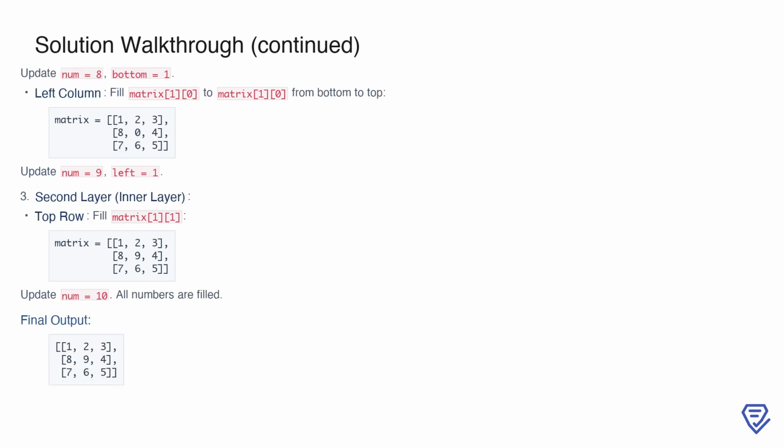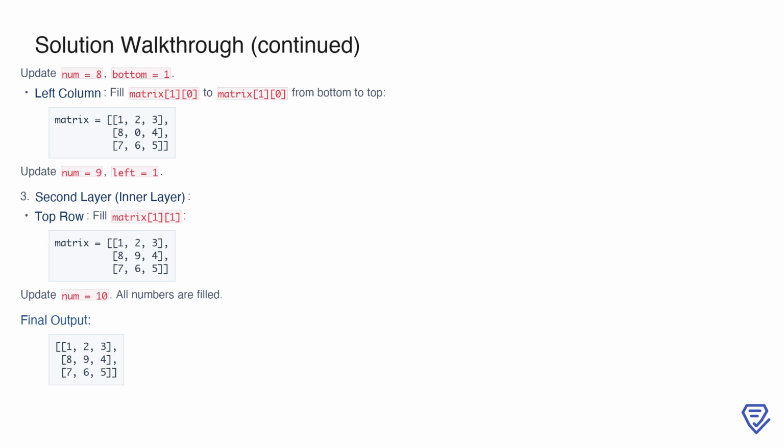Continuing with the left column, the number 8 is placed moving from bottom to top. After this step, the left boundary is incremented to narrow the traversal area again. At this point, the outer layer is complete. Moving to the inner layer, we now fill the only remaining cell, matrix[1][1], with the number 9. With number updated to 10, the process concludes since all numbers from 1 to n*n have been placed.